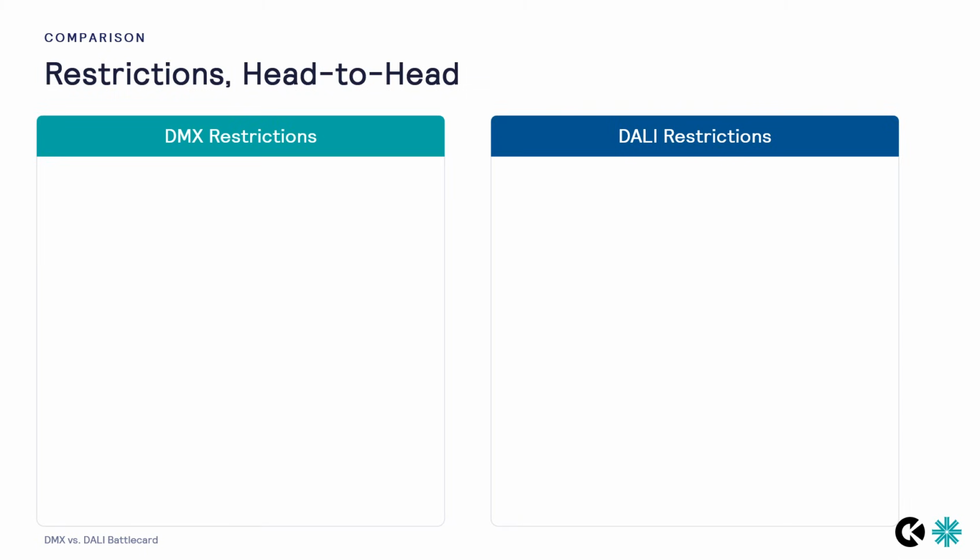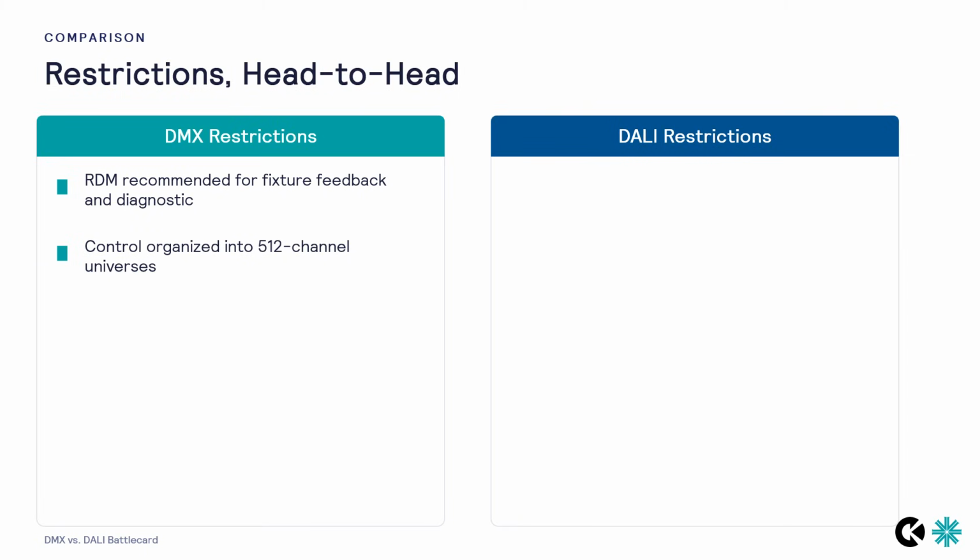For DMX, many of those trade-offs stem from the protocol's emphasis on performance and real-time control. DMX communication is controller to fixture by default, which is why technologies such as RDM are commonly used when fixture feedback, diagnostics, device discovery, and remote addressing are required. DMX also organizes control data into 512 channel universes. Unlike DALI, which is generally limited by device count, DMX is limited by the number of control channels required by each fixture. For example, a simple RGBW architectural luminaire may use just 4 channels, allowing more than 100 individually addressable fixtures within a single universe.